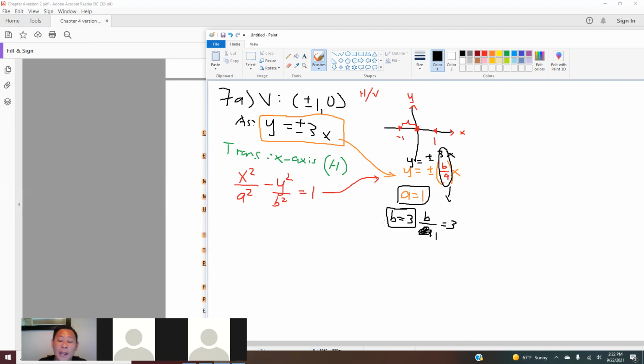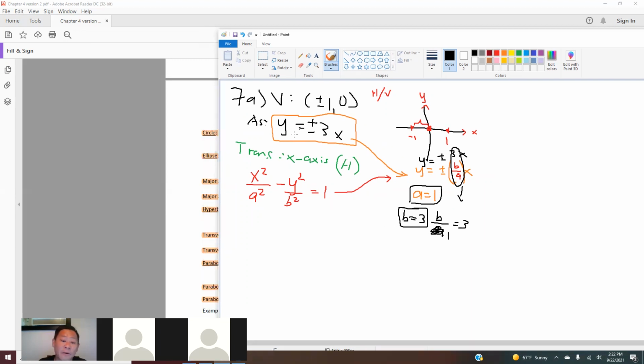So now we have a and b. You don't need to figure out c because the equation doesn't involve c. You just need a and b. So plug all this back into the equation and you get your answer. The equation is x squared over 1, which is a squared, minus y squared over b squared, 3 squared is 9, equals 1. So this is your answer for question 7a.